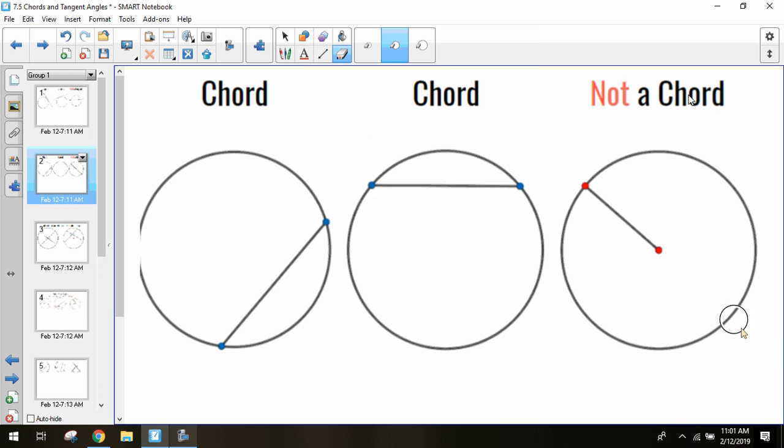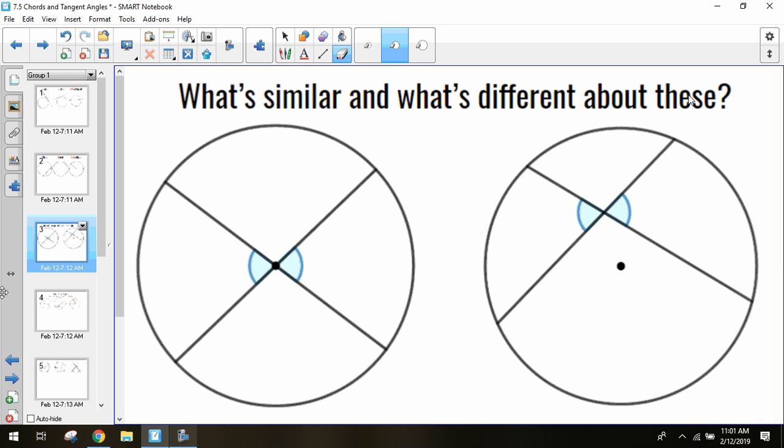And so when we get chords, we often have these chords intersect. When these chords intersect, we get some angles. So we have two types of angles. We have two diameters intersecting here, and then we have two chords intersecting. What are some things that are similar that you notice about these? We have some vertical angles, okay. What do we remember about vertical angles?